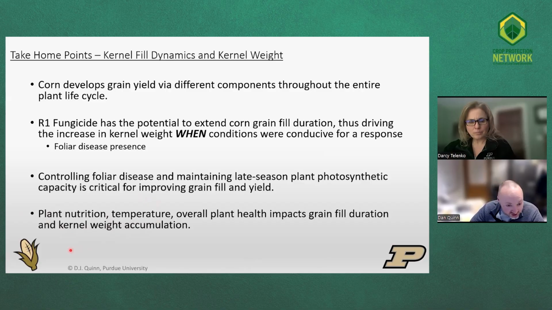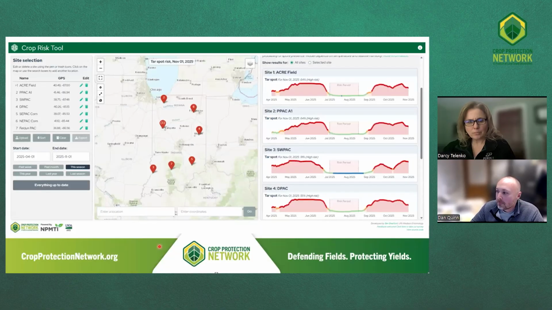We see that with moisture as well. If you have drought conditions later in the season, that's going to impact grain fill duration and shorten that grain fill. So it's not just the fungicide that's doing this, and not just foliar disease control. There are other aspects to it that can impact grain fill duration and kernel weight accumulation. Now I'll let Darcy wrap up here.